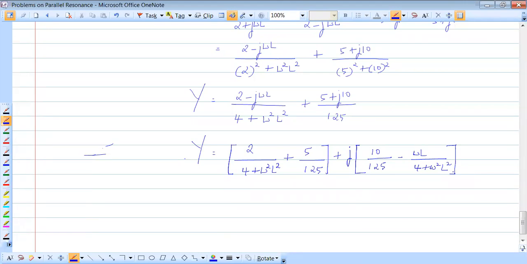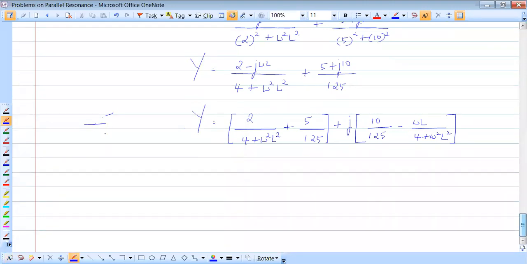Now what statement do we need to make here? At resonance, what is true? We know that at resonance, susceptance is zero. Let's make that statement here. At resonance, that is at omega equal to omega naught. Should we write that? Since L is variable, let's not write this. At resonance, susceptance is zero, right?